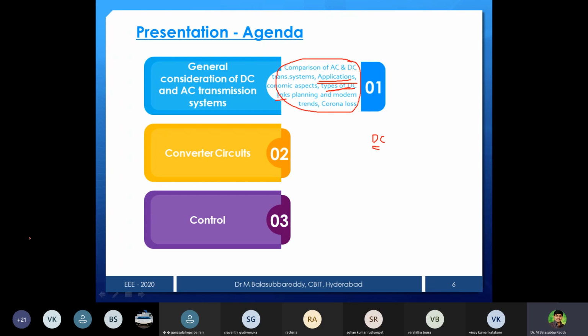Existing AC lines, how we have to improve them, existing AC lines being converted into DC form, and active DC filters you have to explain. Ultra high voltage DC transmission, that is plus or minus 800 kV transmission lines, even 1500 kilometers.